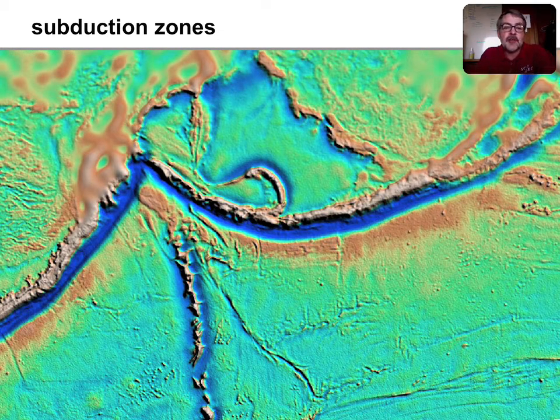Okay, here's an example of the gravity field in the North Pacific Ocean. This arcuate structure near the top is the Aleutian Arc. Alaska's in the upper right.